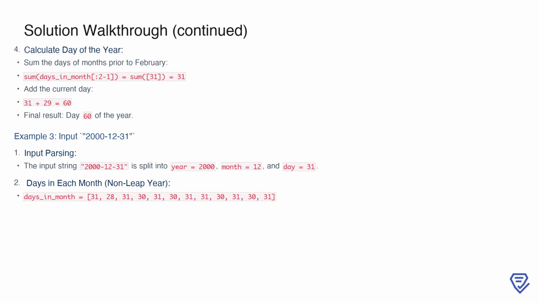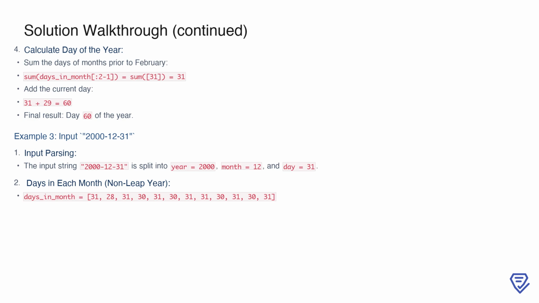With February now correctly adjusted to 29 days, we calculate the day of the year for February 29, 2024. First, we sum the days of all months prior to February. Since January has 31 days, this sum is 31. Adding February's 29 days to this total gives us 60. Therefore, February 29, 2024, is the 60th day of the year.